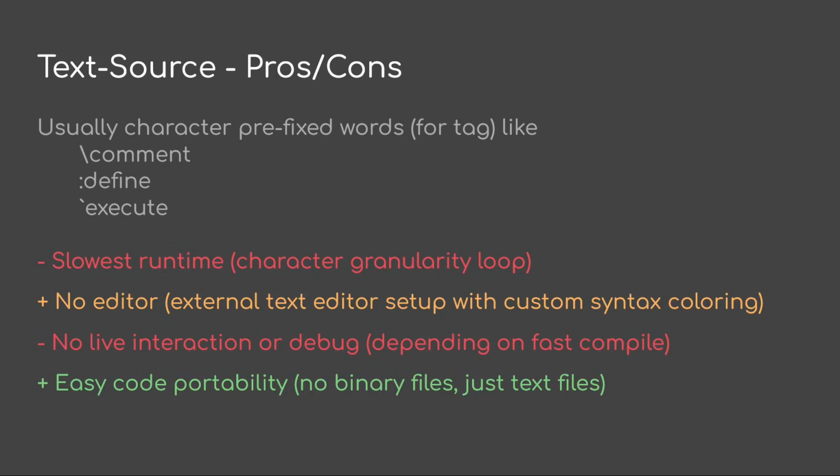The easiest way to perhaps start this would be to work with text source. And usually with text source, you're going to use prefix words for the tag, for instance, slash for comment, colon for define, maybe tick for execute. This does have the slowest runtime, however, because you have a character granularity loop. It does have a benefit in that for you to get started, there is no editor that you have to write. You can use an external text editor, and you can do easy custom syntax coloring. It's going to be very easy to understand and to work in.